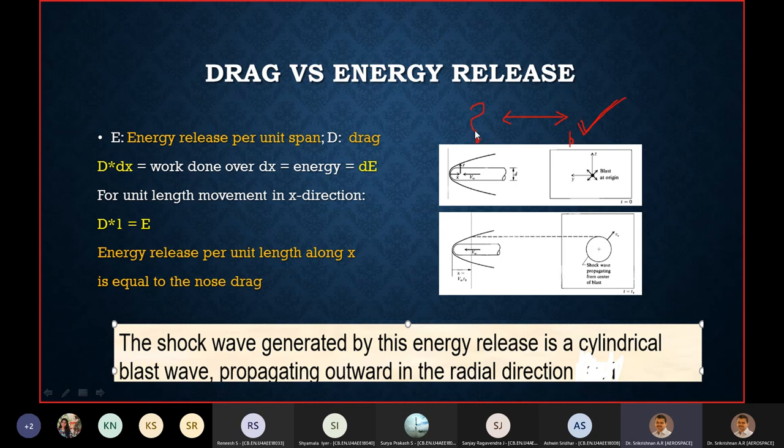So drag operating over a unit length is, force into distance, drag d, force into distance, unit distance, is equal to work done, which is equivalent to energy. So the energy, the magnitude of it for a unit distance, can be equated to drag. Of course, the units are different, but as long as we are restricting our attention to a unit length, we can consider d is equal to E with the corresponding units on either side. Which in turn says that the drag can be equated in magnitude to the energy release per unit length.